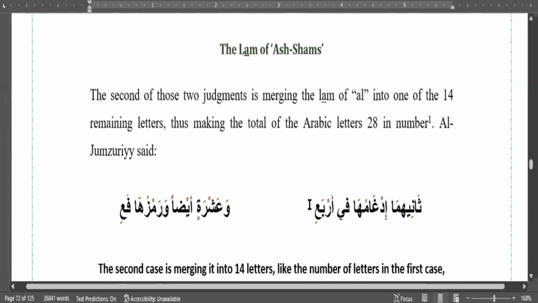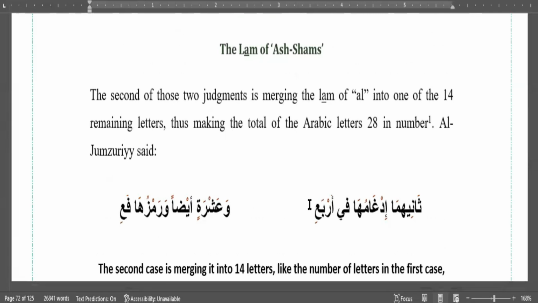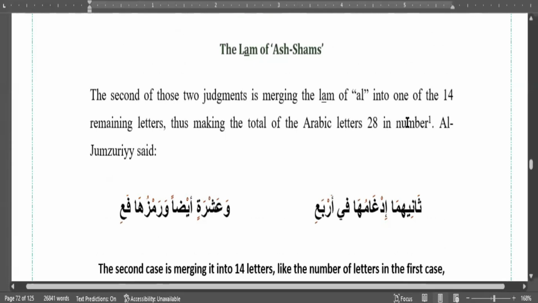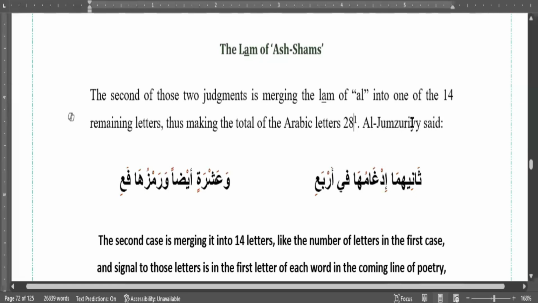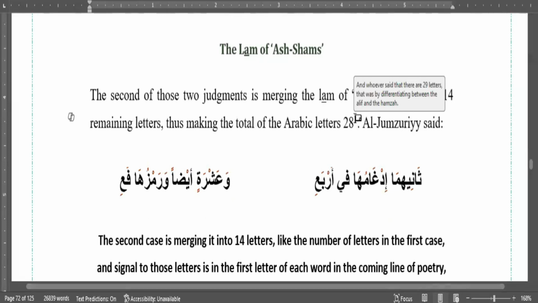The second of those two judgments is merging the lam of al into one of the 14 remaining letters, thus making the total of Arabic letters 28. I don't think we need the words "in number" though. And whoever said there are 29 letters, that was by differentiating between the alif and the hamza.